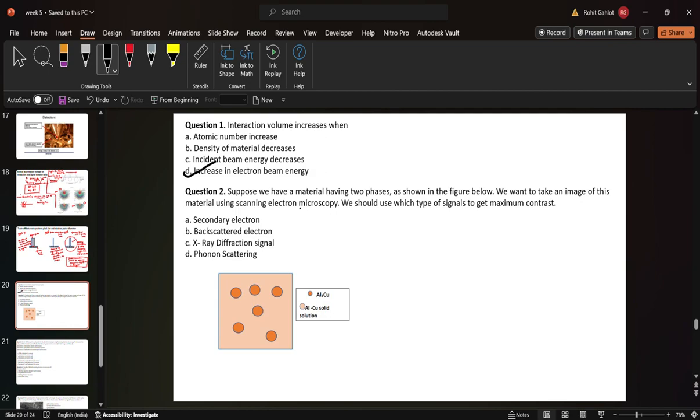The second one is that suppose we have a material having two phases, this Al2Cu and aluminum copper solid solution. As shown in the figure, we want to take an image of this material using SEM. We should use which type of signal to get the maximum contrast? We just studied that for the maximum contrast, BSC signals are mostly preferred. So we will go for the backscattered electrons.